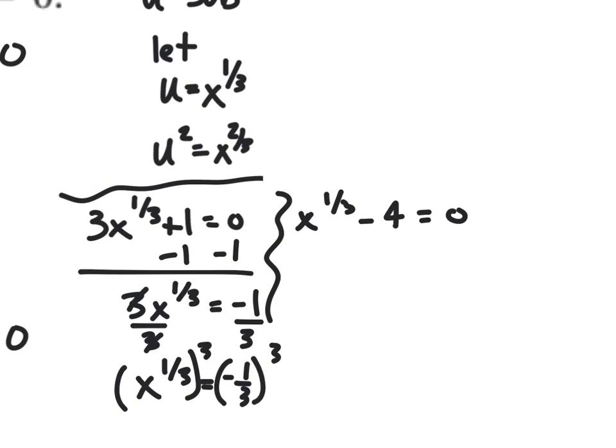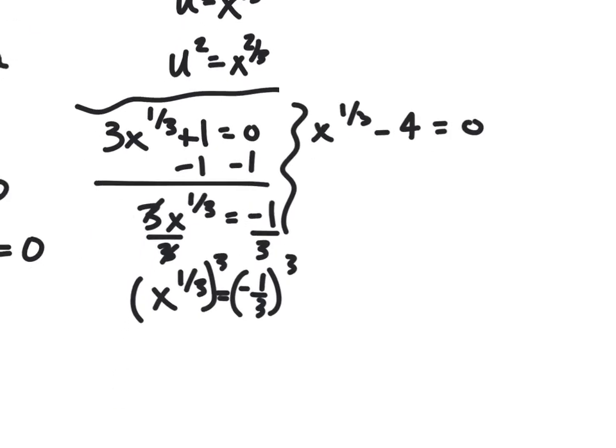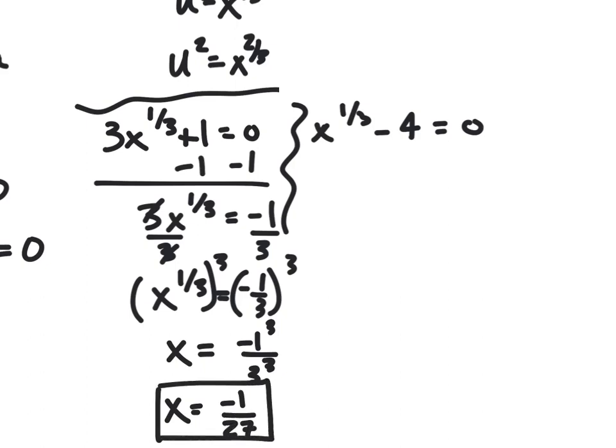And when I do that, what's going to happen is I get x on the left side. Here I get negative 1 cubed over 3 cubed, and that's going to give me negative 1 in my numerator and then 27 in my denominator. All right, and that's that.